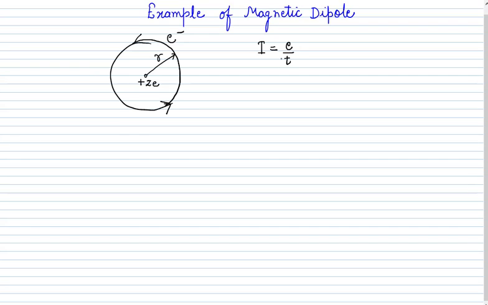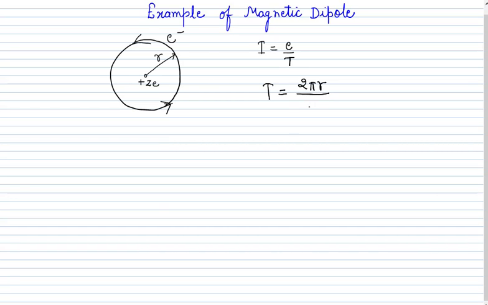And if you want to take the time period for one revolution, then you can take it as capital T. Why are we taking capital T? Because we are taking it as the time period for one complete revolution around the stationary nucleus. And this time taken will be the distance traveled in one rotation. Since this is a circle, the distance traveled in one rotation is 2 pi r.